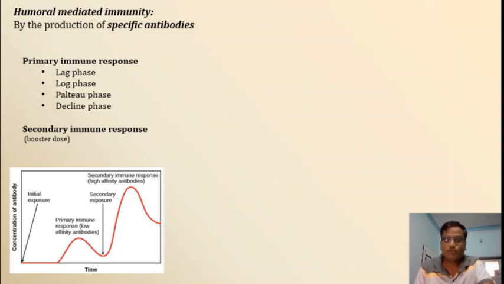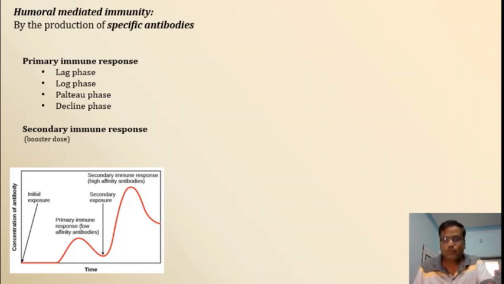Sometimes the secondary immune response is so quick and good, the person may not know that he is infected. So without showing any symptoms, he may be cured. Without his knowledge, he is infected and he is cured. So that is the advantage of getting infected for the first time and getting cured. Now this graph is the one which helps us to understand the logic behind the vaccination.